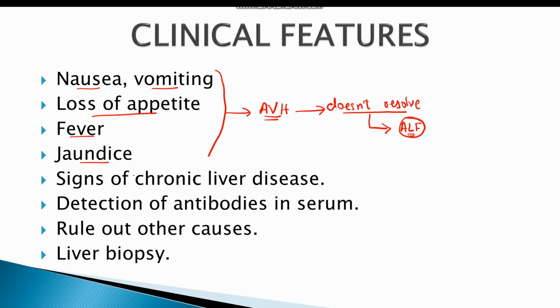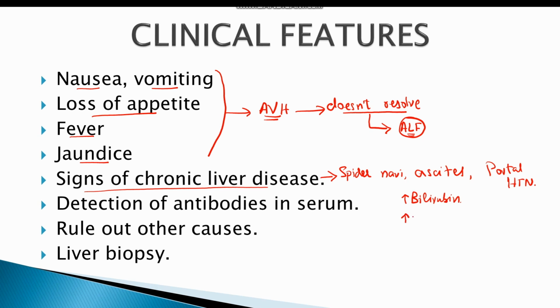Certain undiagnosed cases can also progress to chronic liver disease, and signs of chronic liver disease such as spider nevi, ascites, and portal hypertension, etc., might also be present. Serum bilirubin is mostly elevated, and there is also elevation in ALT and AST.